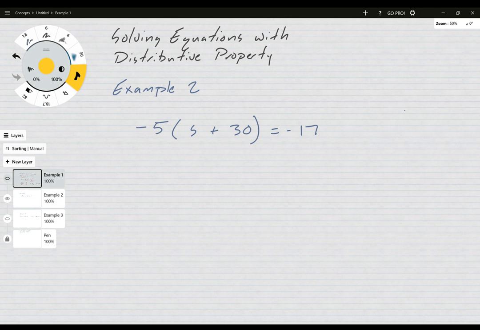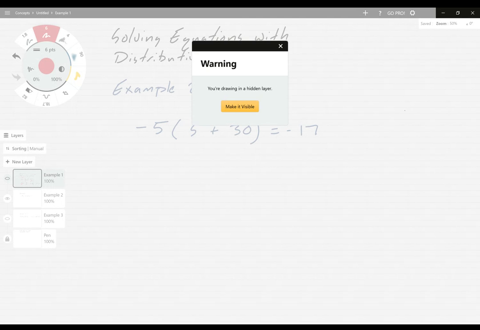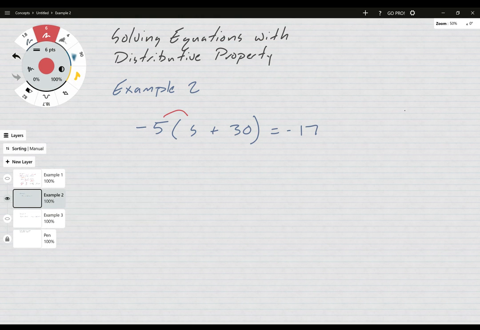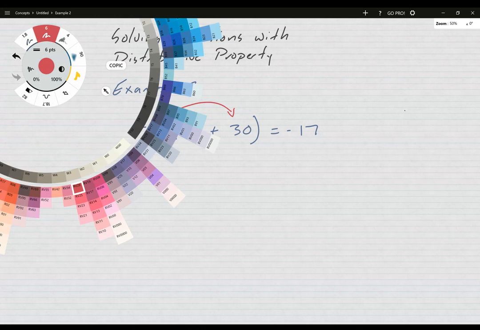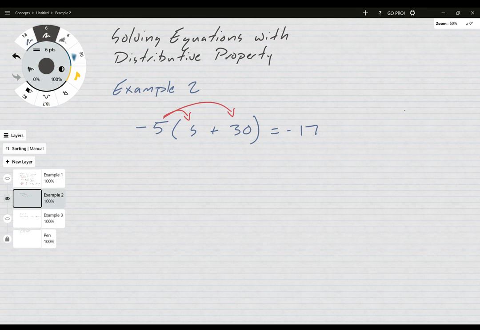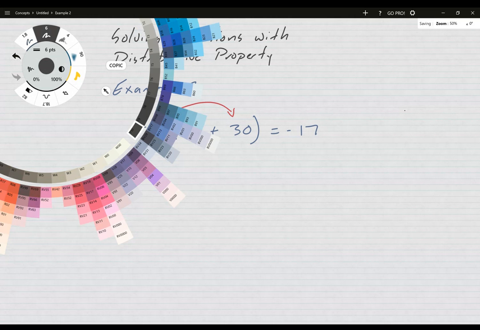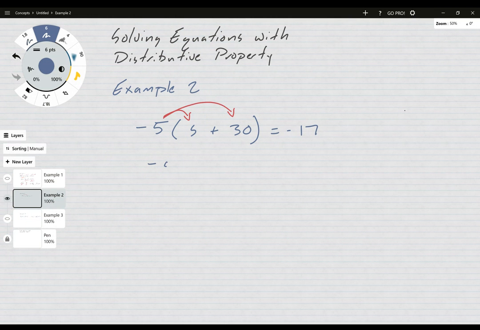All right, so now we have -5 multiplied by s plus 30 equals -17. Now we have negatives. We need to go back and remember our negative rules. So again, distributive property. We're multiplying the coefficient to each term inside my parentheses. So -5 multiplied by s is just -5s.